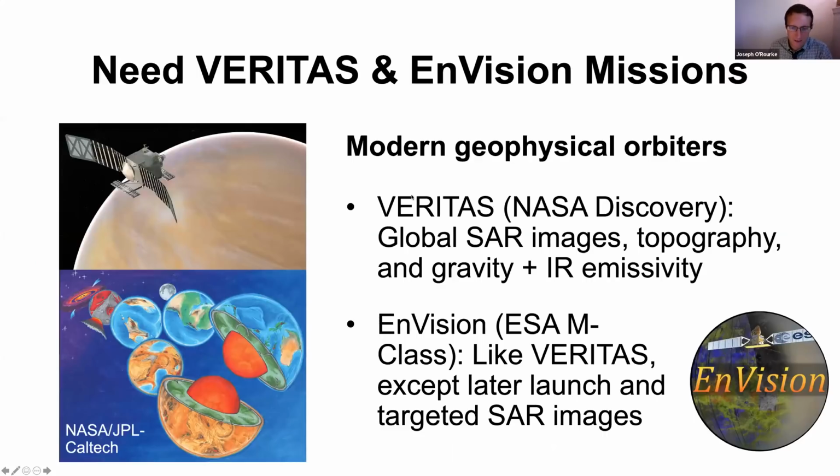Okay, fortunately, there are missions planned to do just this. So you might know that both NASA and the European Space Agency are in the final round of selections for the next medium class missions in the sort of $500 million mark, like the NASA Psyche mission that Lindy is leading here at ASU. So there's a modern geophysical orbiter in contention for both of those competitions, VERITAS in the US and EnVision in Europe. And both these orbiters would be amazing.